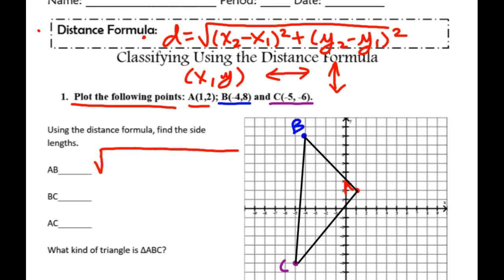Okay. So, x2 minus x1. For A and B, it's going to be negative 4 minus 1 squared plus, and then my y's, 8 and 2 for A and B. So 8 minus 2 squared. Okay? You might remember when we've done this before that all you got to do is type it in the calculator correctly and you'll be solid. So that's what we're going to do.